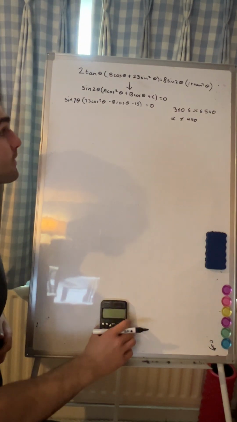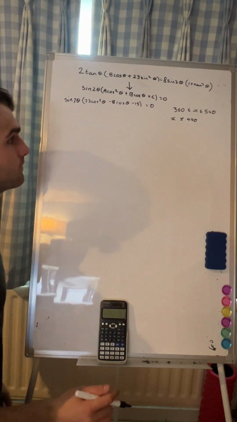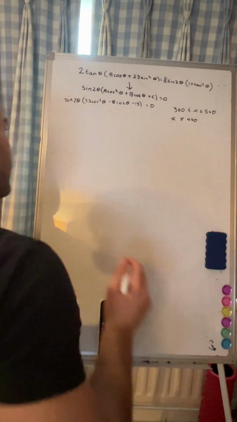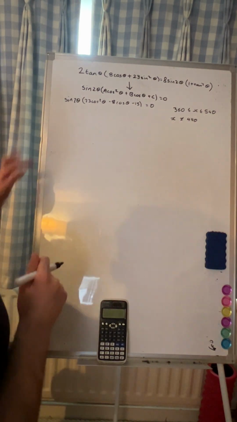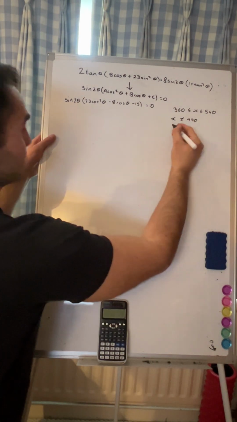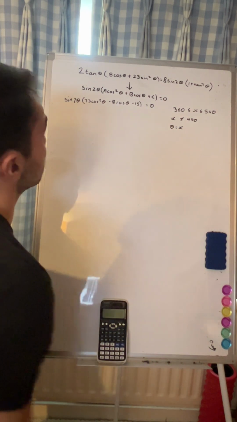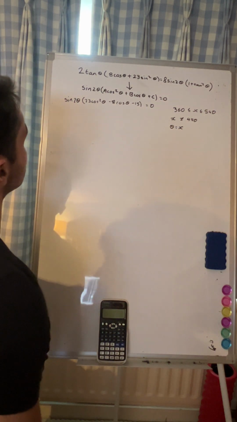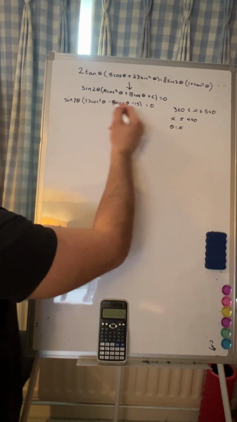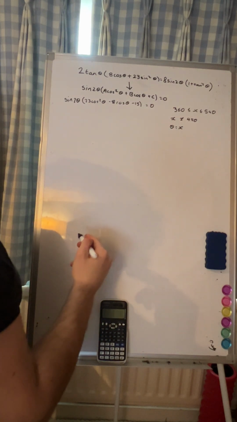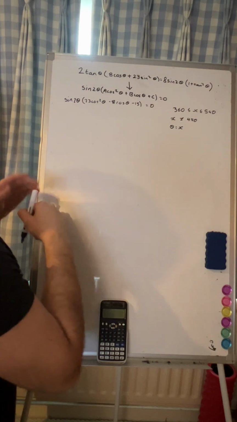We're going to need a calculator. So the first thing to do to solve this, we're trying to find x. We're going to pretend theta's x, so we're going to say theta equals x. We need to solve, this is a quadratic, right? So we need to do quadratic kind of things to it.